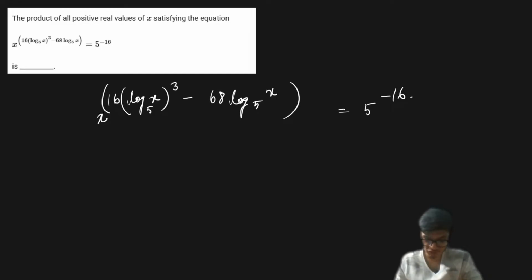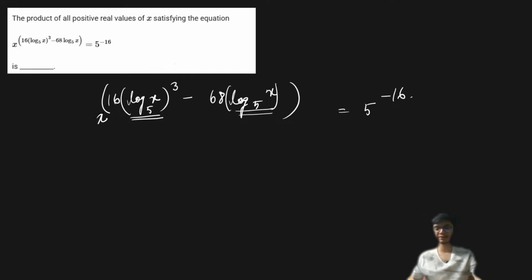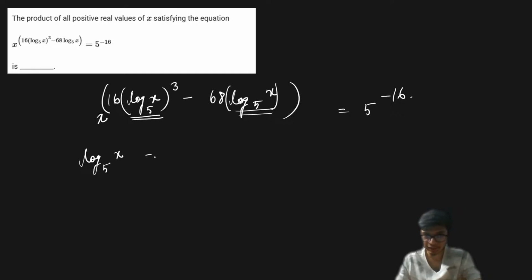If you look at this given equation, there is one particular term which is repeating. Whenever such terms are present in the exponent and repeating, it is advantageous to take this term as a common variable. So if I assume log x base 5 as some variable t, then I am able to simplify this equation as follows.